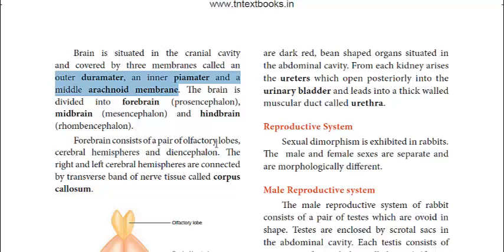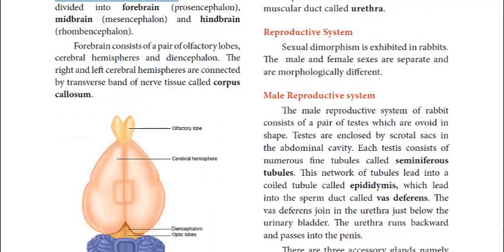Forebrain consists of a pair of olfactory lobes. Now I'll show you in the diagram also. You can see this is the forebrain and you can see the olfactory lobes, then the cerebral hemisphere, and the diencephalon. I am moving my cursor. This entire portion is called the forebrain.